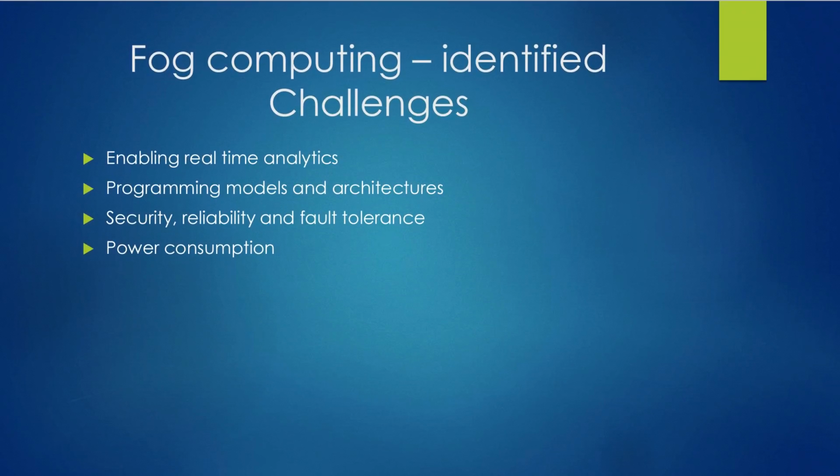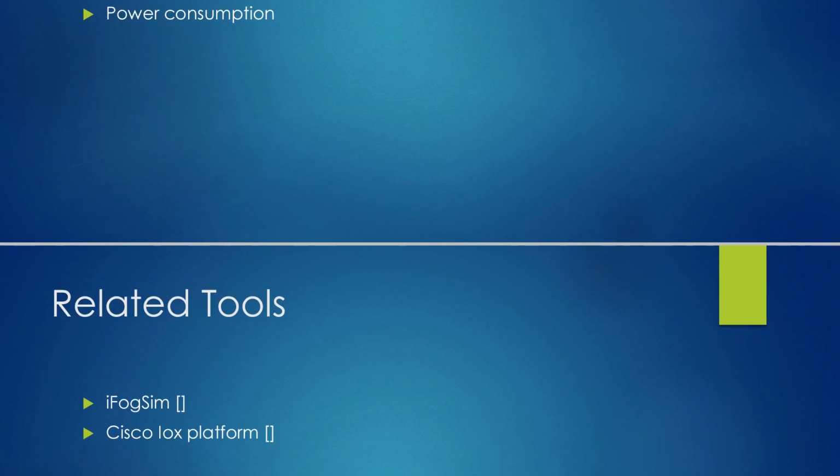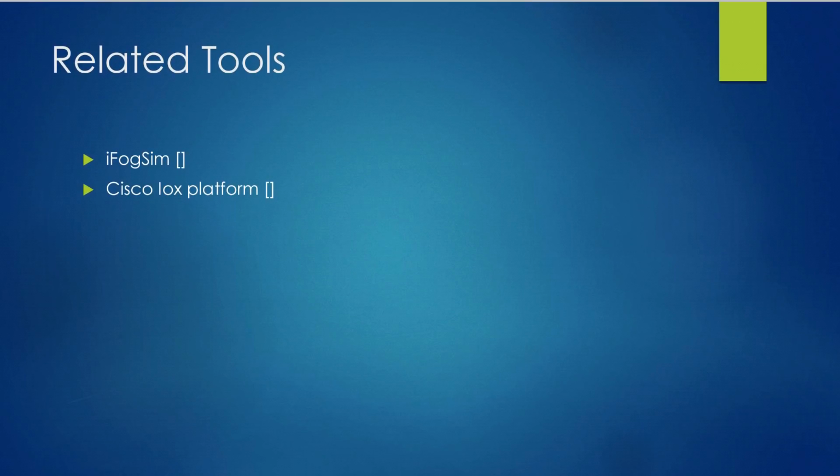After the benefits, let's talk a little about the challenges which have been identified in fog computing. The first one is that it's difficult to enable real-time analytics. The second is that it's difficult to implement the programming models and architecture of fog computing. Then we have problems and issues with security, reliability and fault tolerance. And the other issue is power consumption. The tools which can be used to implement or simulate fog computing are iFogSim and the Cisco IOx platform.